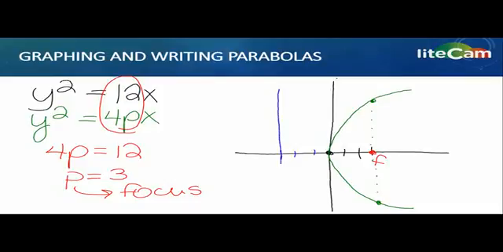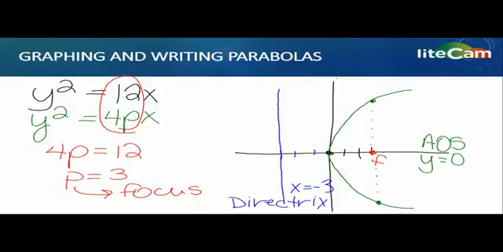Okay, the directrix is on the opposite side, which is going to be x equals -3. And my axis of symmetry is y equals 0. Notice it changed because the direction of the parabola changed, so everything else is going to change. You're going to have to just look at it and say, what is that line? Okay? You can't memorize all these. It's going to be like reading a book.